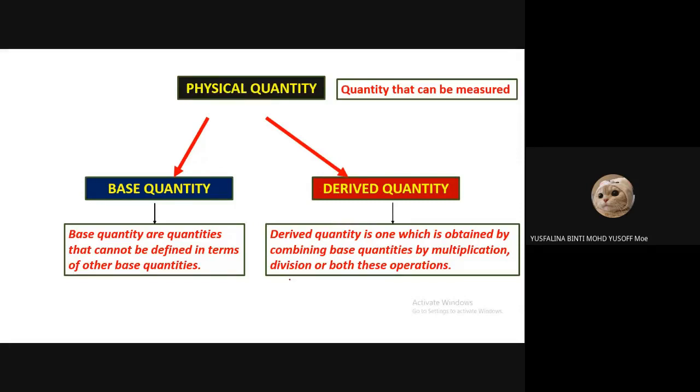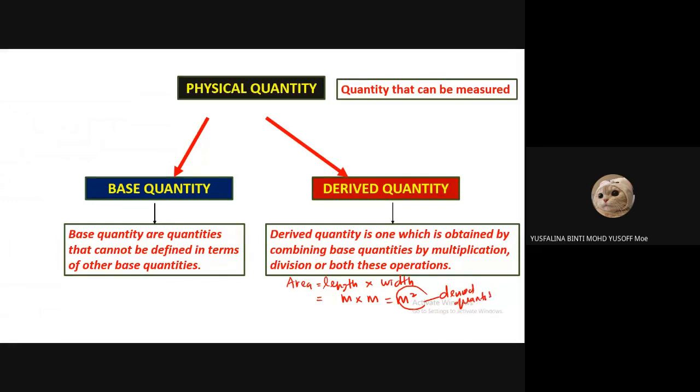Let's say for area. Area is length times width, right? Length is in meter and width also is in meter, so you get meter square. This is the unit. You can see you multiply the unit, so this is called a derived quantity.